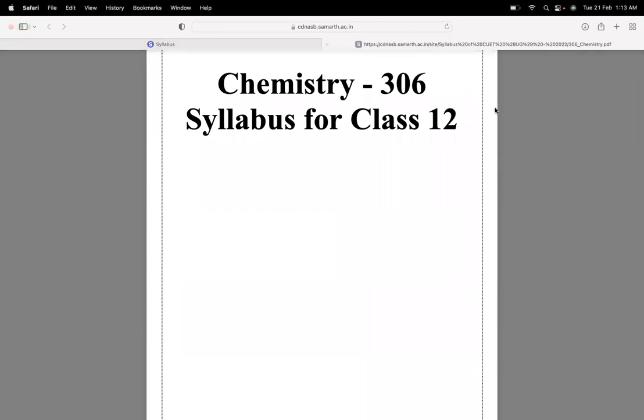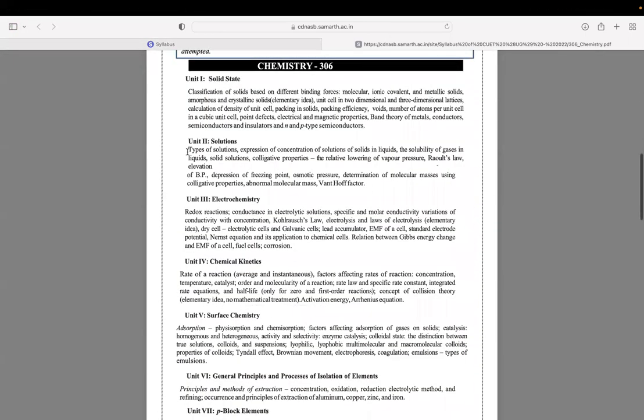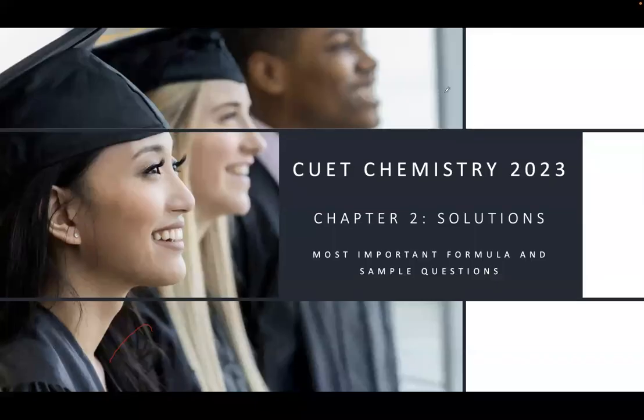And today, what we're going to do is something that we have not done before, which is the chapter solution. So we'll be talking about all the important formulas in this part, and also start with some questions, not in much detail, but some questions as well. So let's go to that. We are going to start now.